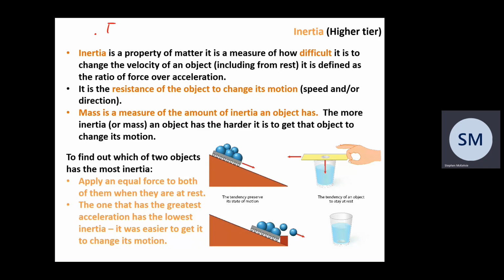So the ratio of force over acceleration can be described if we think about our equation F equals m times a. Let me rearrange that for m, and we see that mass is equal to the force over the acceleration. So inertia can sometimes be referred to as inertial mass. The mass is a measure of how much inertia an object has. The more mass an object has, the harder it is to get that object to change its motion. To find out which of two objects has the most inertia, apply an equal force to both of them. When they're at rest, the one with the greatest acceleration has the lowest inertia.